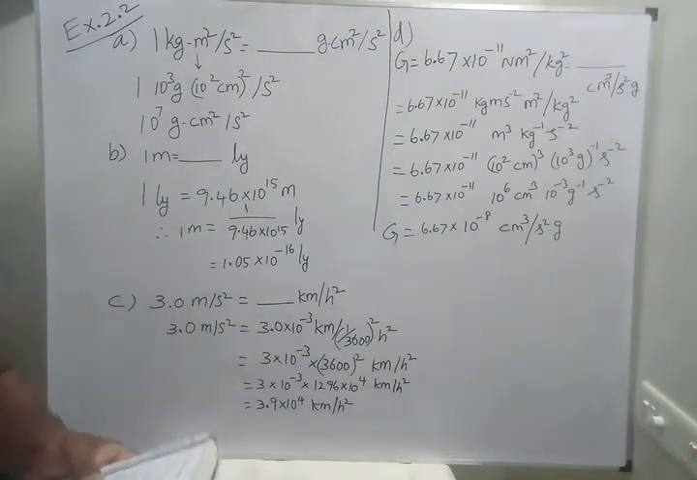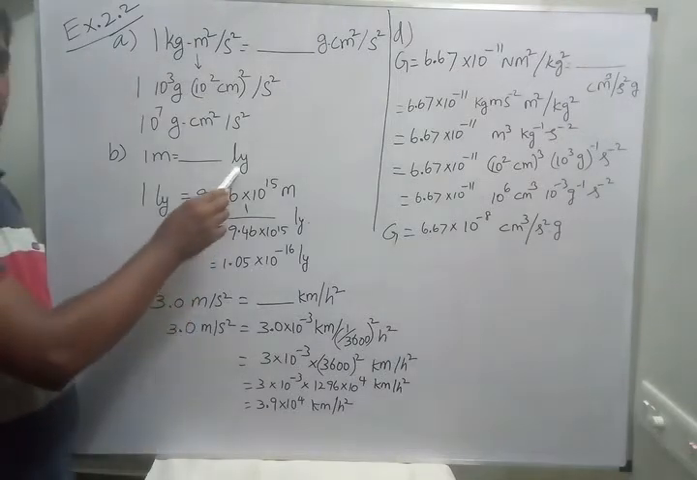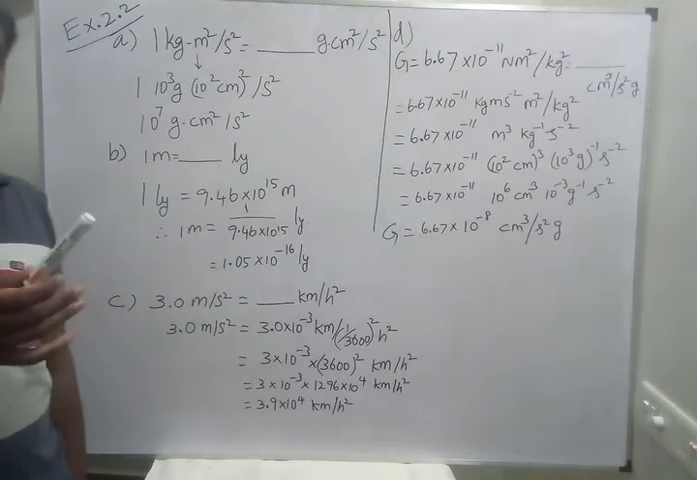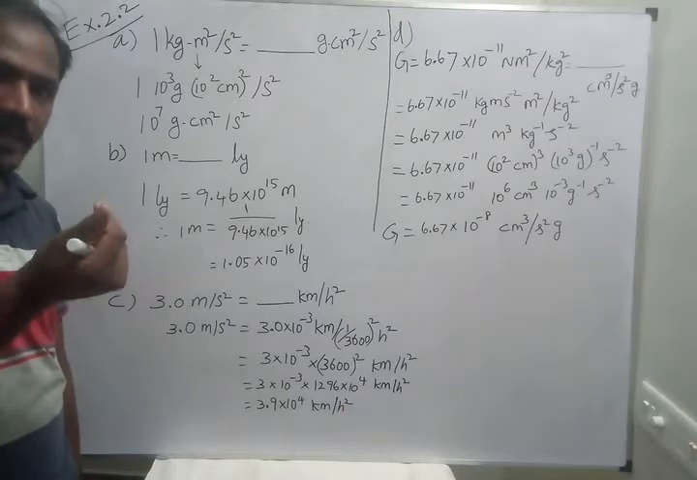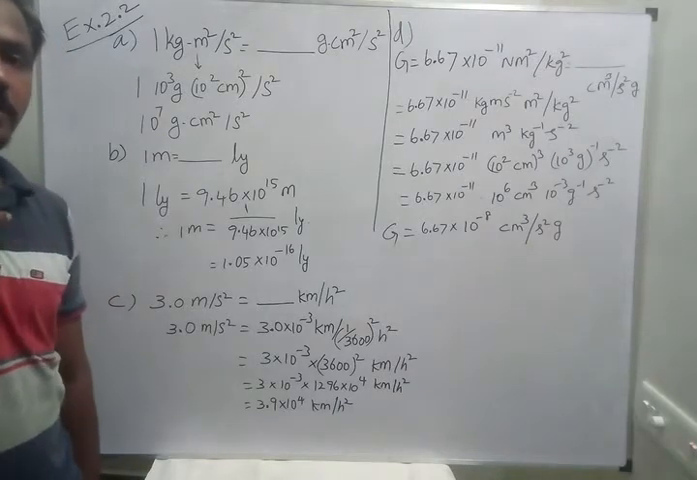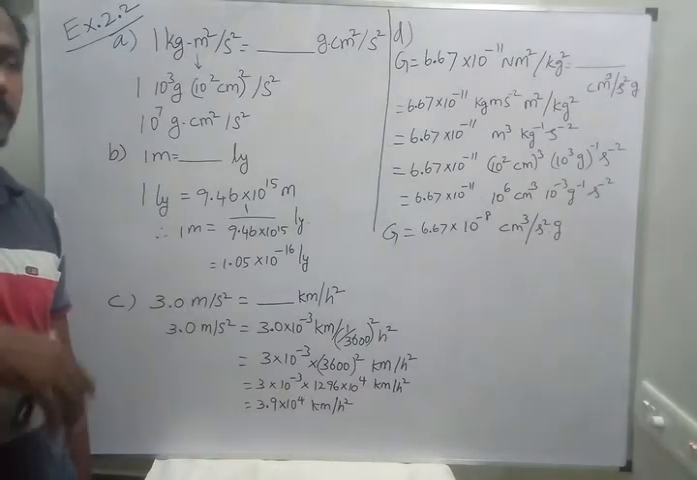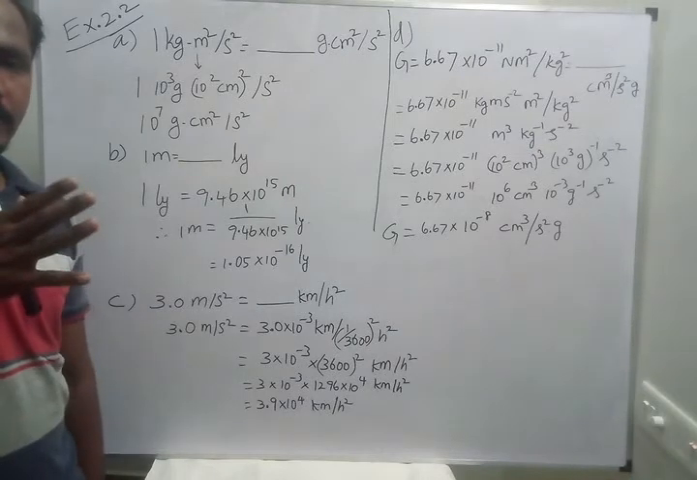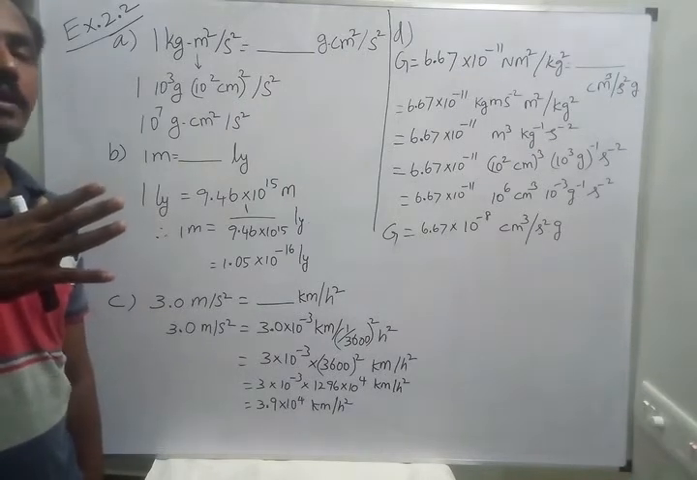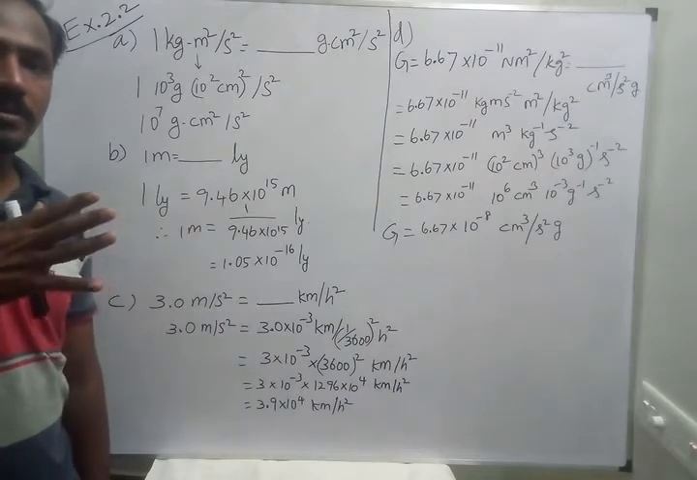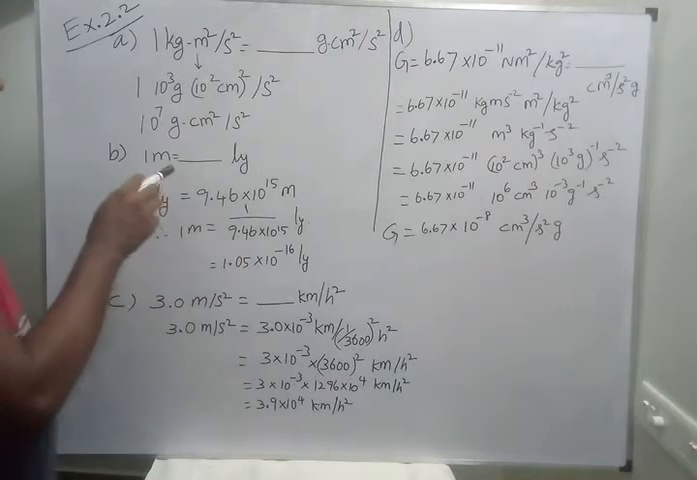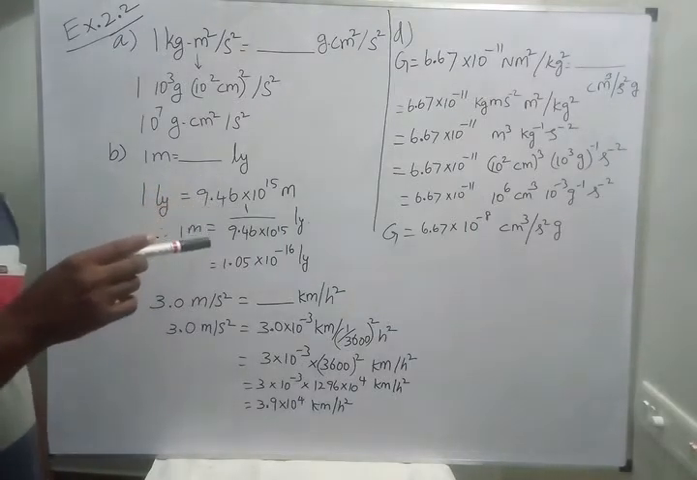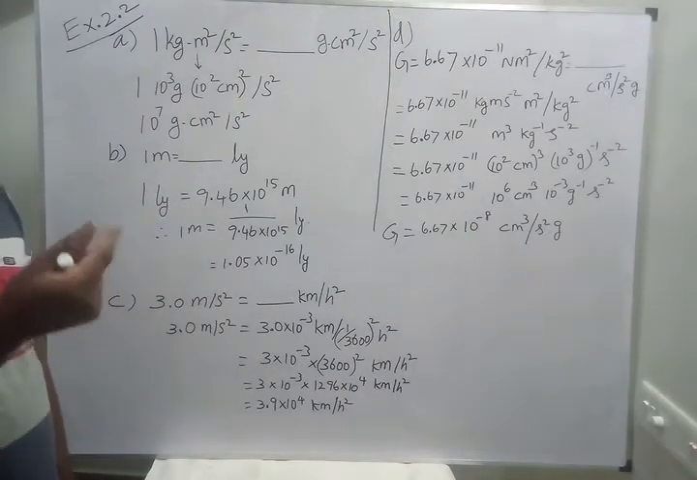Next question: 1 meter equal to how much light year? Ly means light year, that is the distance light travels in 1 year. We know the speed of light is 3 into 10 power 8 meter per second, which is approximately 3 lakh kilometer per second. So we have to convert into light year. Light travels 3 lakh kilometer in 1 second.